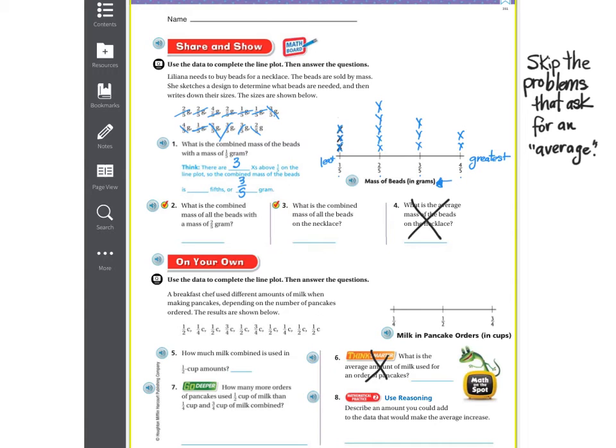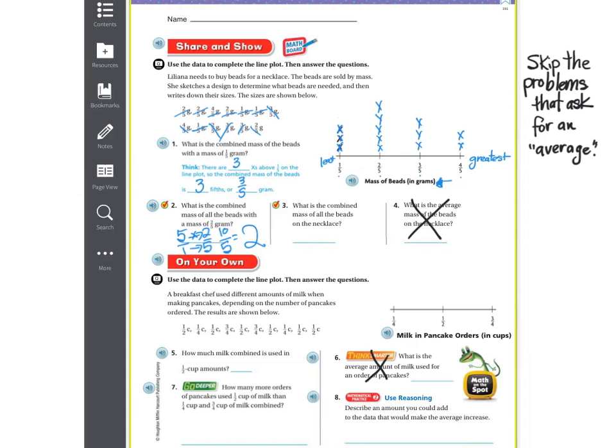Okay, so 3/5 of a gram. What's the combined mass of all the beads with 2/5 of a gram? So we're going to need to count that. 1, 2, 3, 4, 5. So we have 5 times 2/5 of a gram. If we're going to multiply 5 times 2/5 of a gram, we put it over 1, multiply across, and we have 10 over 5, which is equal to 2. So the answer is 2.